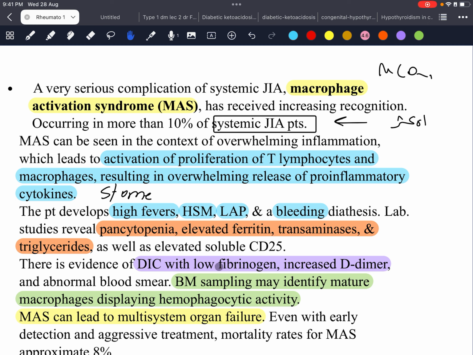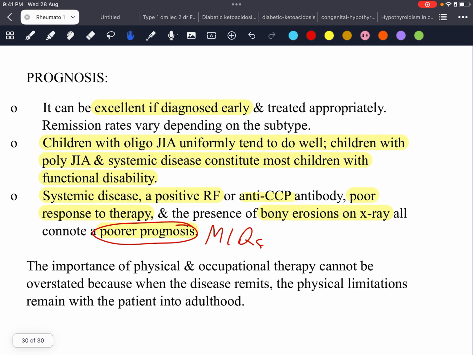The DIC picture shows a low level of fibrinogen, an increased level of D-dimer, and elevated liver enzymes. Ferritin is elevated, even triglycerides. It leads to multi-system organ failure, so it is a serious complication.